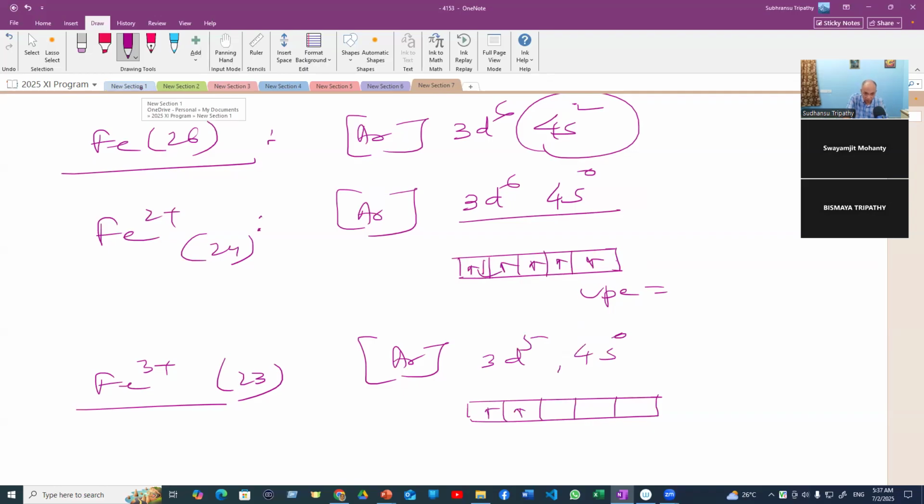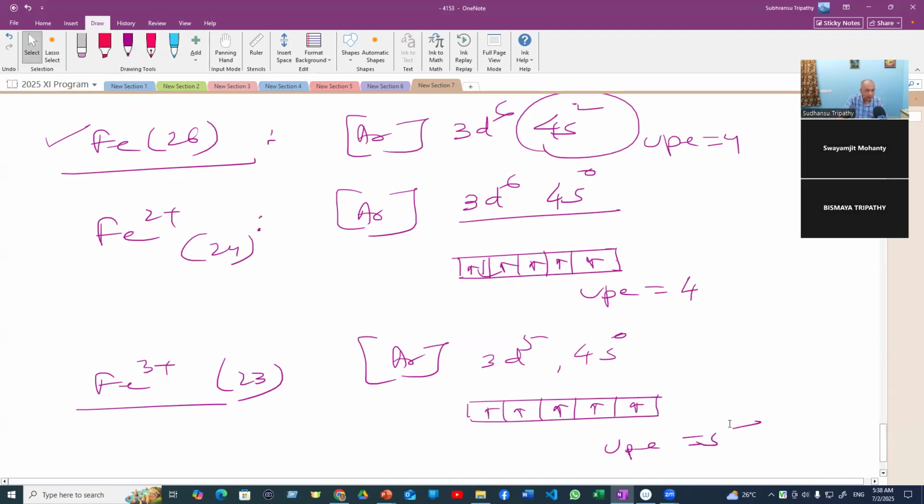So Hund, then Pauli. There are 6 electrons. The number of unpaired electrons is 4 in both iron and ferrous ion. Got it? Not 5, 4. Why did you not point out? In both cases, unpaired electron is 4. But in ferric ion, the number of unpaired electrons is 5, because one electron has been knocked out from the 3d after exhausting the 2 electrons from 4s. You got it?